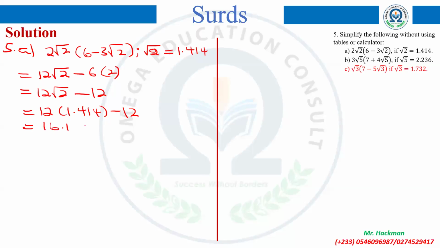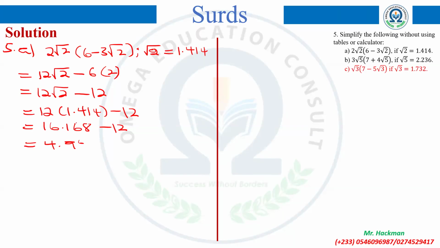16.968. Then minus 12. So that gives us, again, use your calculator, no issues. 4.968. It cannot be 4.168, because you are subtracting. The 12 times root 2 is 16.968, so minus 12 gives 4.968.